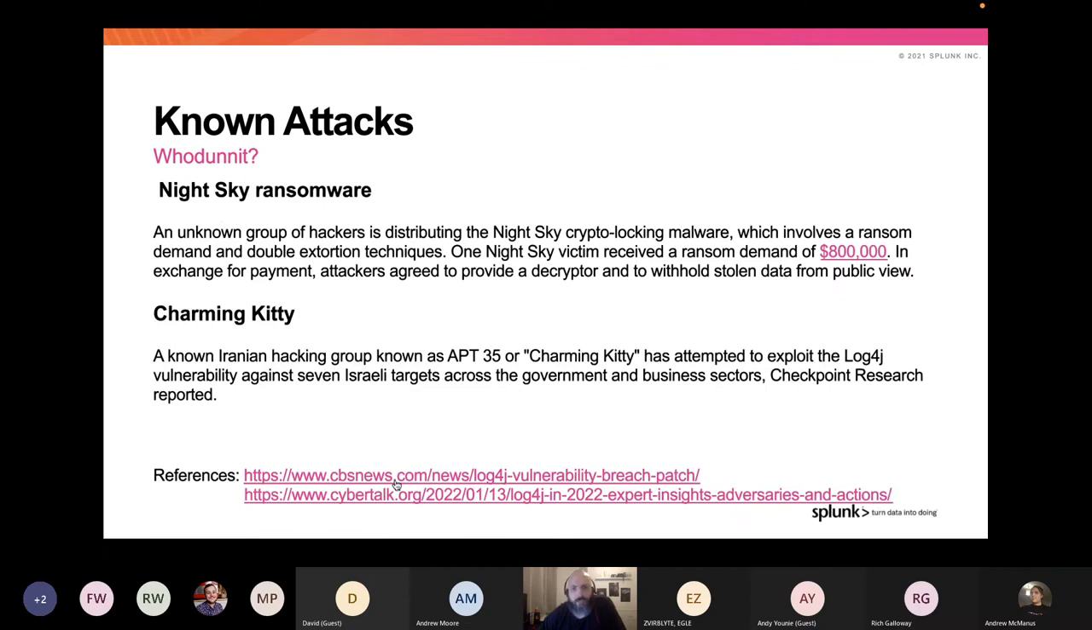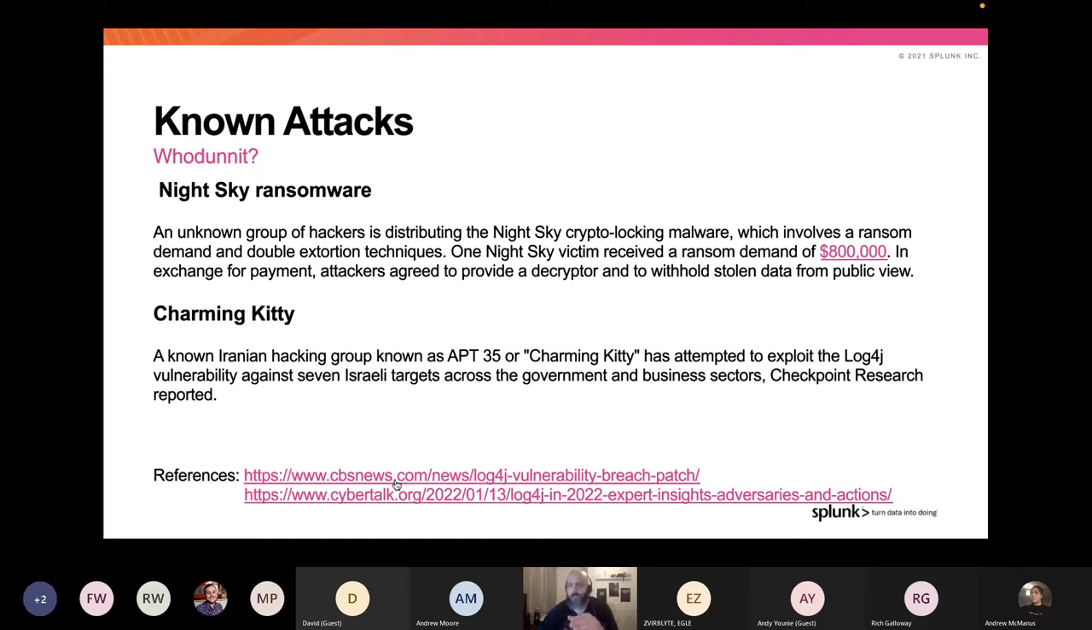Just a couple of last ones for the whodunit. Night Sky ransomware: an unknown group of hackers is distributing Night Sky crypto-locking malware. There's quite a large ransom demand, and in exchange they agree to provide a decryptor. And then Charming Kitty, I do love the names of some of these APTs. Again, a known state-backed group, attempting to exploit Log4j against Israeli targets. Just to show you these are just three examples.